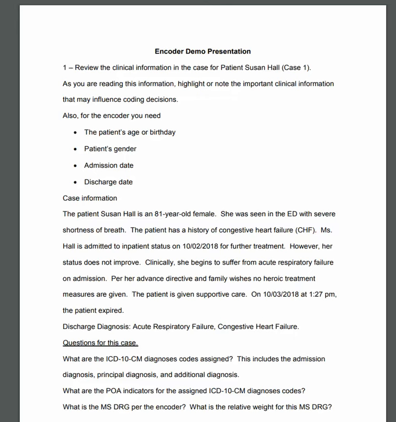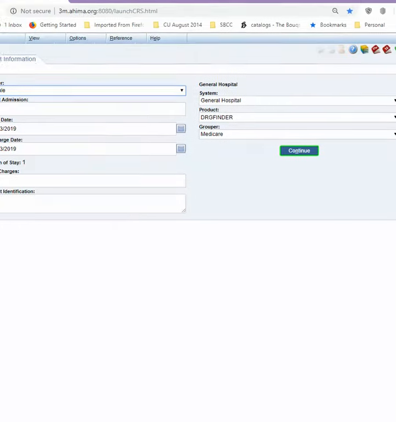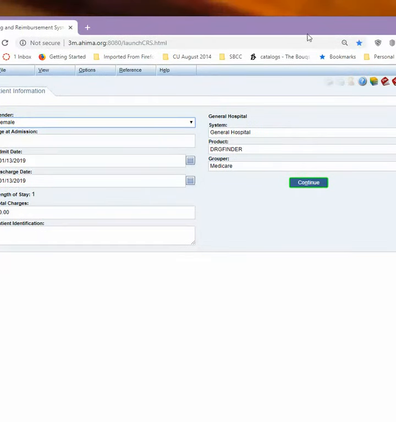Hi everyone, this video is to accompany the Encoder demo presentation. During this video, I will be going back and forth between the Encoder demo presentation document, which is what you're looking at currently, and I will also be showing the actual encoder screen itself.